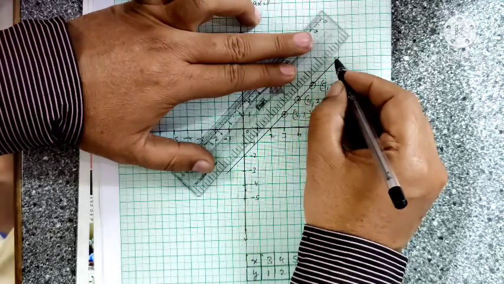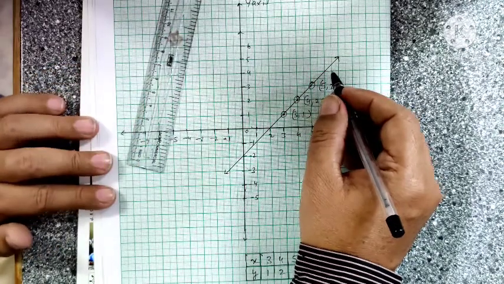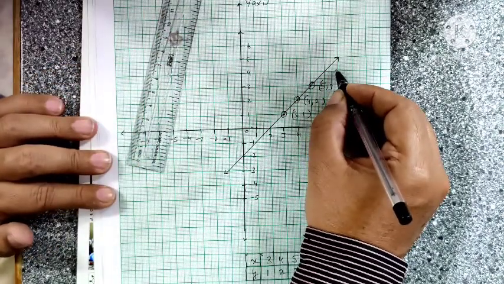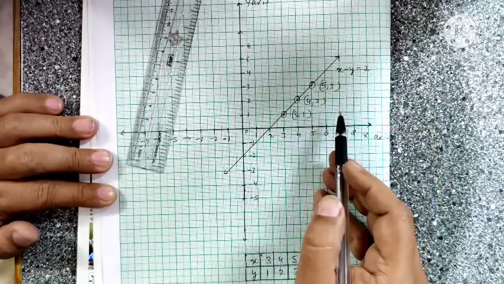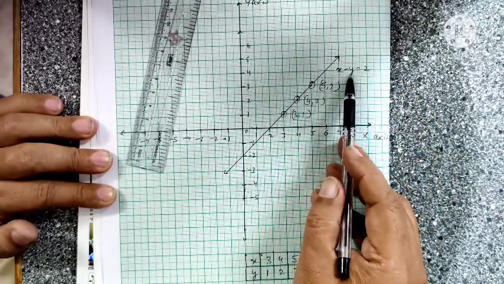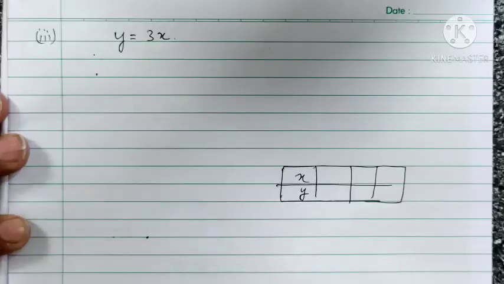We can join this line, and the equation of the line is x minus y equals 2. So the graph of the equation x minus y equals 2 is a straight line. Now let us solve the third part of it.